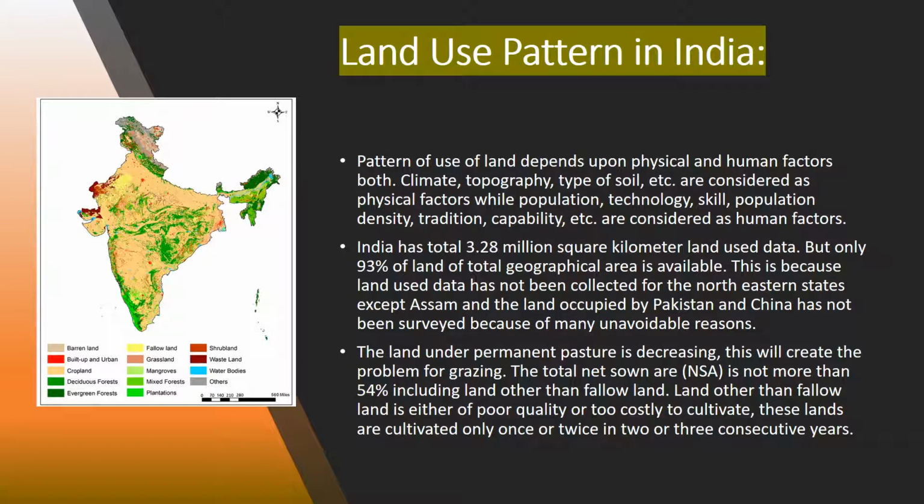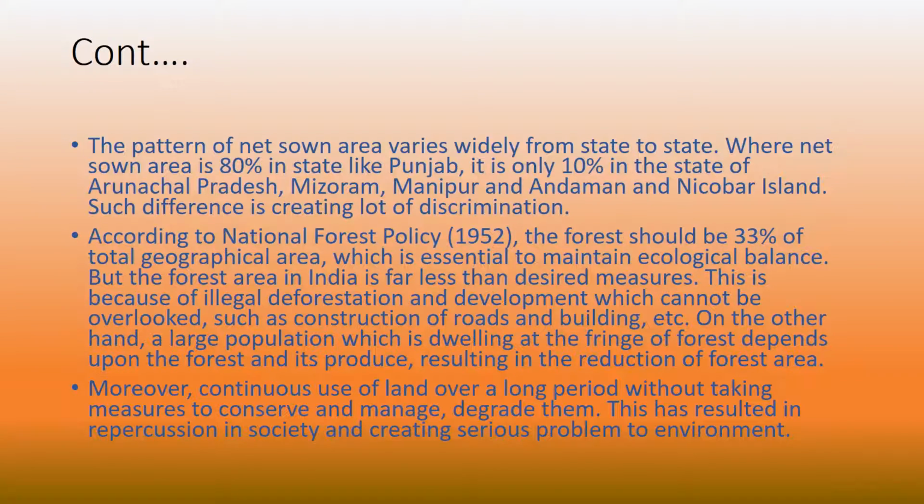The total net sown area is not more than 54%, including land other than fallow land. Land other than fallow land is either of poor quality or too costly to cultivate. These lands are cultivated only once or twice in 2 or 3 consecutive years. The pattern of net sown area varies widely from state to state. Where net sown area is 80% in states like Punjab, it is only 10% in Arunachal Pradesh, Mizoram, Manipur and the Andaman and Nicobar Islands. Such differences create a lot of discrimination.